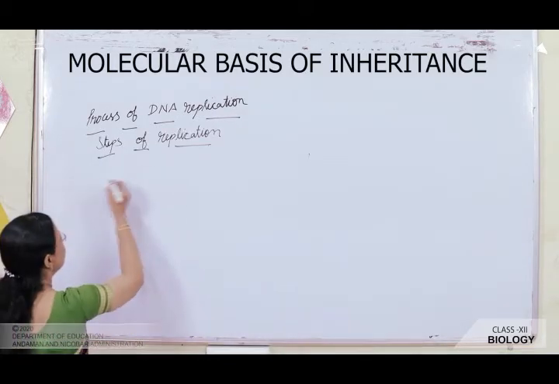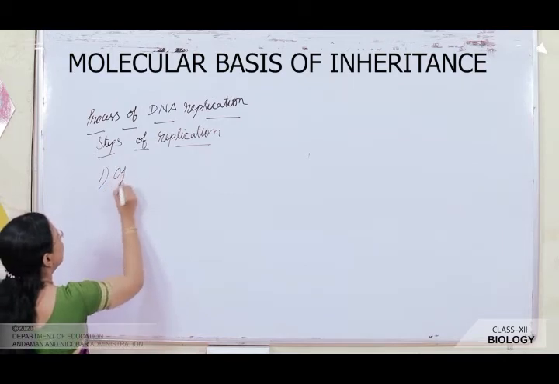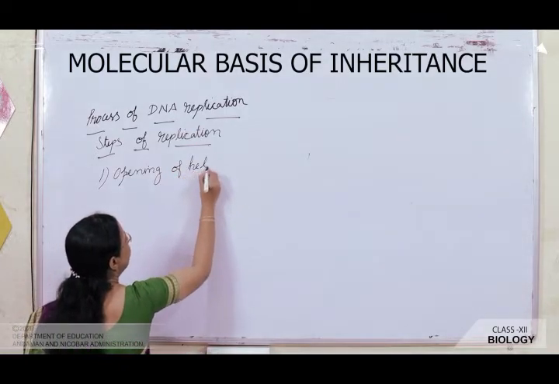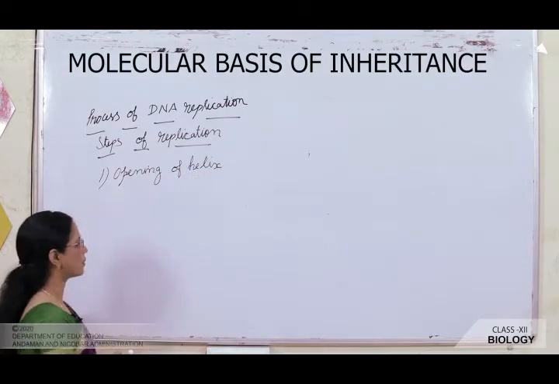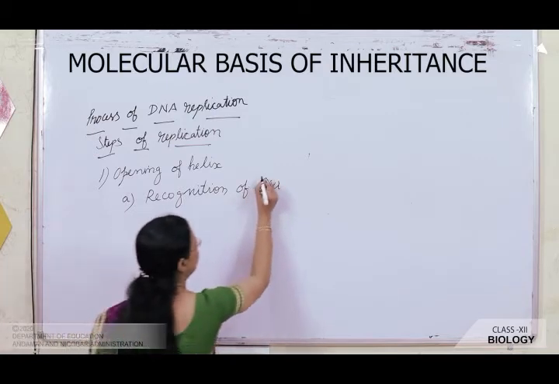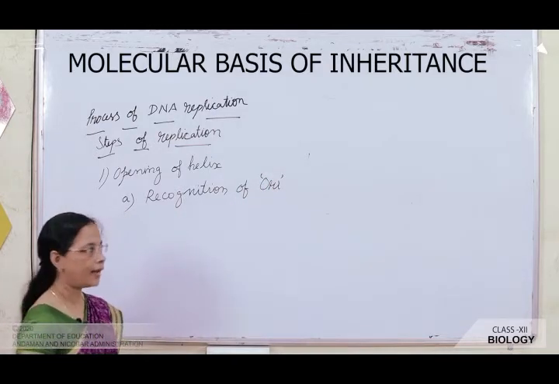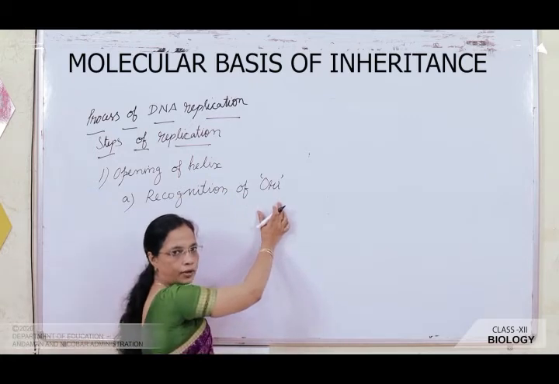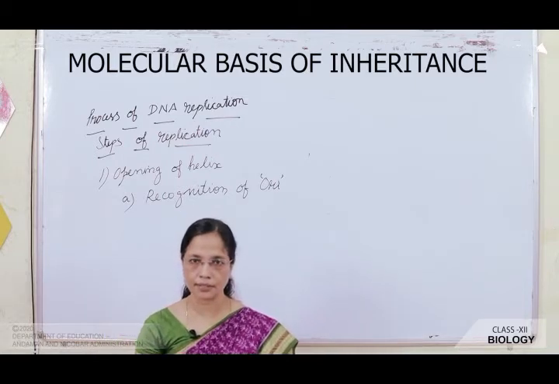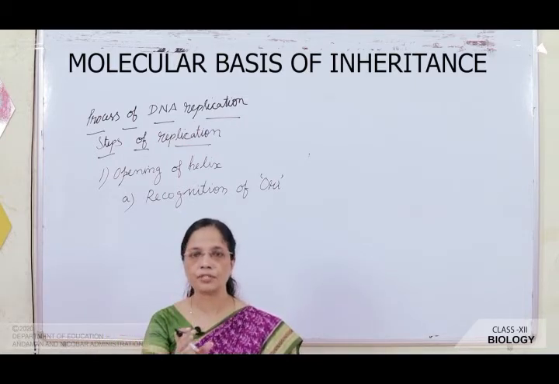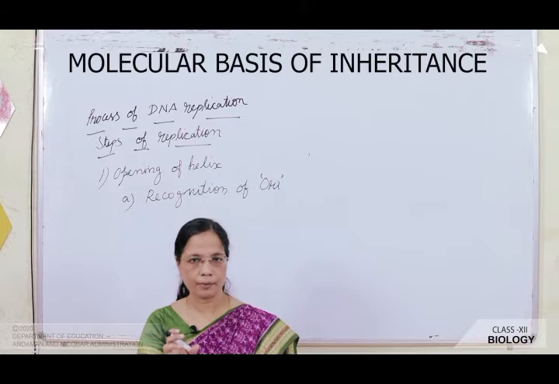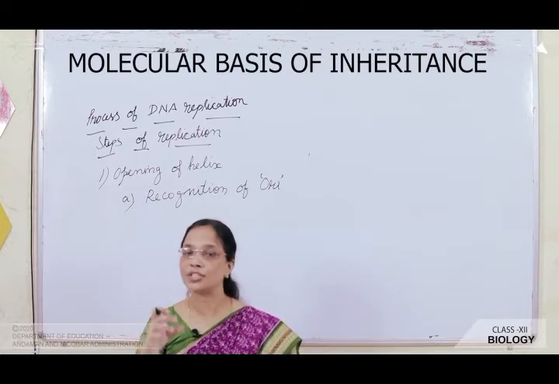So the first step in the replication is opening of helix. Helix means DNA double helical structure. The subdivision is recognition of ori. Now, what do you mean by ori? Ori is known as origin of replication. What is origin of replication? That means replication begins from a particular region of the DNA. So, the origin of replication is a place where replication starts.